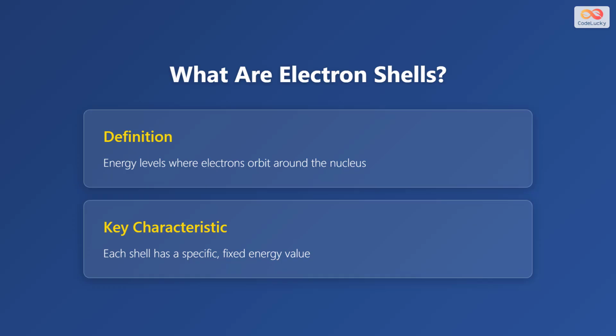Electron shells are defined as energy levels where electrons orbit around the nucleus of an atom. Think of them like invisible layers surrounding the nucleus, similar to the layers of an onion. Each shell represents a specific, fixed energy value. Electrons cannot exist between these shells. They must occupy one of these discrete energy levels. This quantized nature of energy is a fundamental principle in atomic structure.